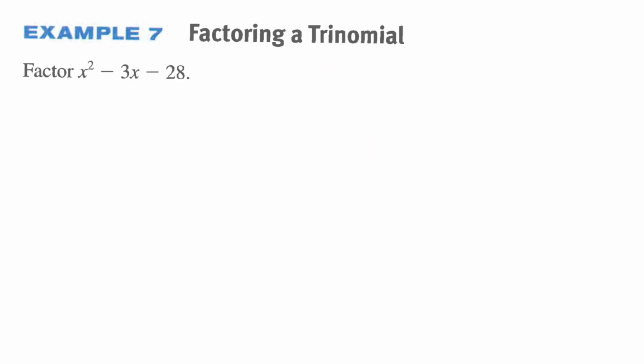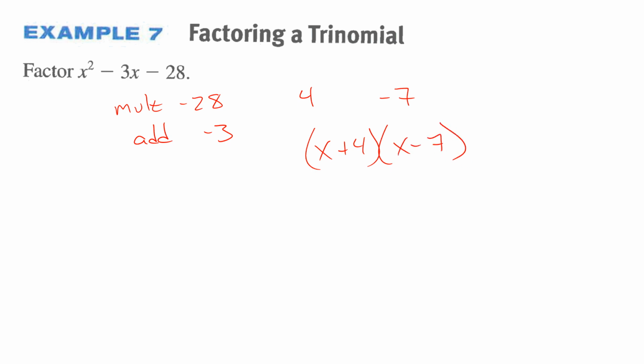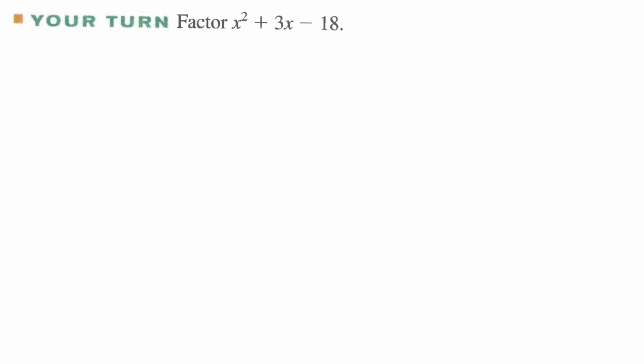All right, what about this? What multiplies to negative 28 and adds to negative 3? How about 4 and negative 7, right? 4 times 7 is 28. Negative, you get negative 28. 4 plus negative 7, or 4 minus 7, is negative 3. We have x plus 4. We have x minus 7. Your turn. Hopefully, we got x plus 6 and x minus 7.